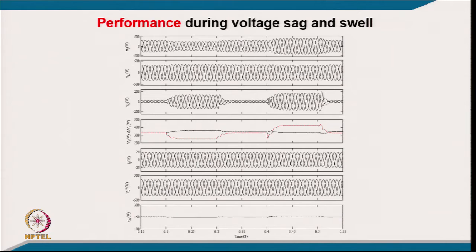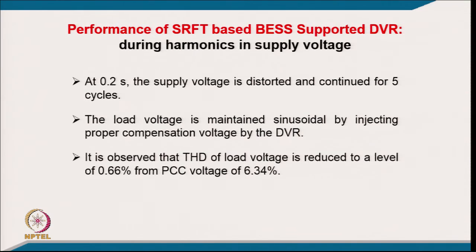Red represents the PCC voltage and black represents the voltage after the compensation, the RMS voltage. And of course, since the load voltage is regulated, the load current is not affected, and even the reference load voltage is also maintained. Because of that, the actual voltage across the load is regulated, and the DC link voltage is also regulated at a constant value of 150 volt.